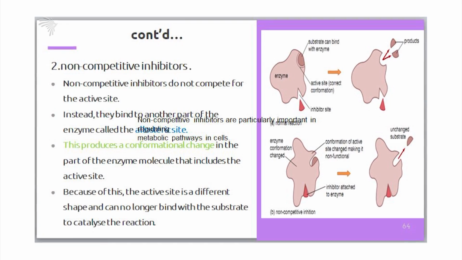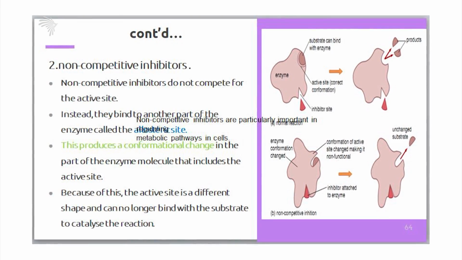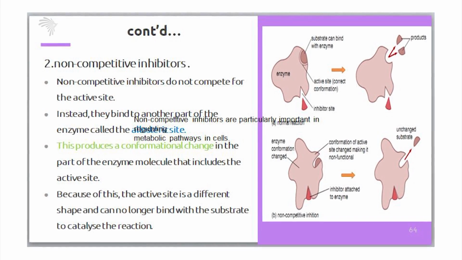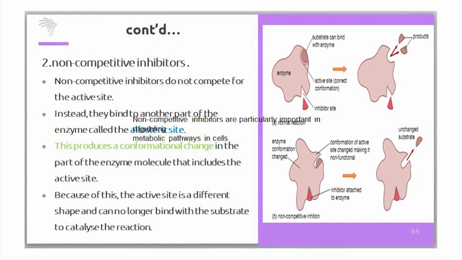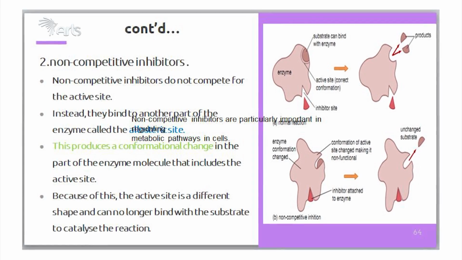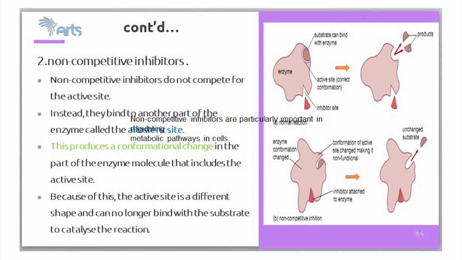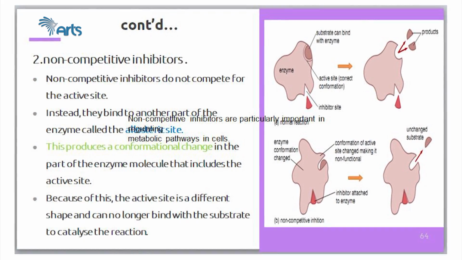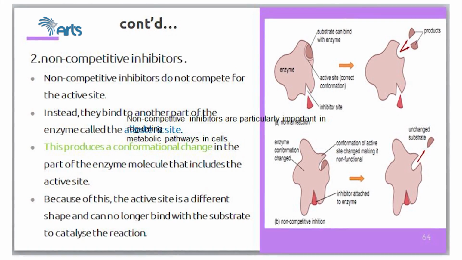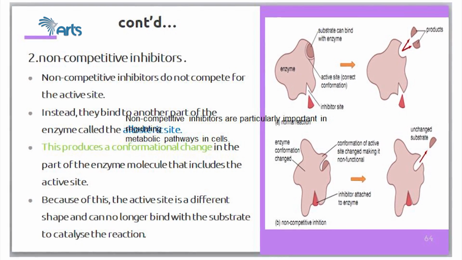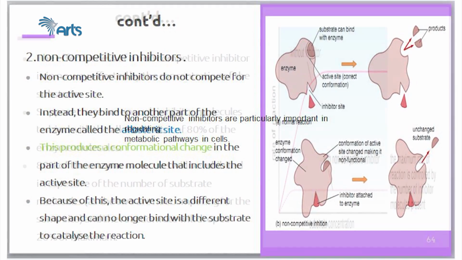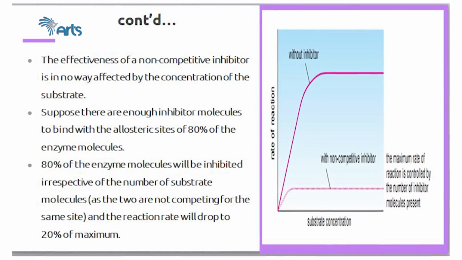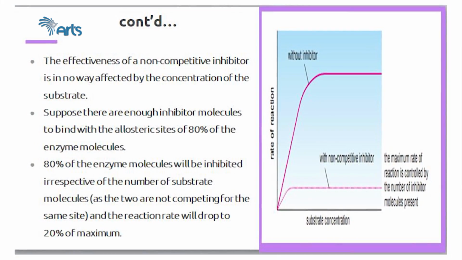Non-competitive inhibitors do not compete for the active site. Instead, they bind to another part of the enzyme called the allosteric site. This produces a conformational change in the part of the enzyme molecule that includes the active site. Because of this, the active site is a different shape and can no longer bind with the substrate to catalyze the reaction. The effectiveness of a non-competitive inhibitor is in no way affected by the concentration of substrate.